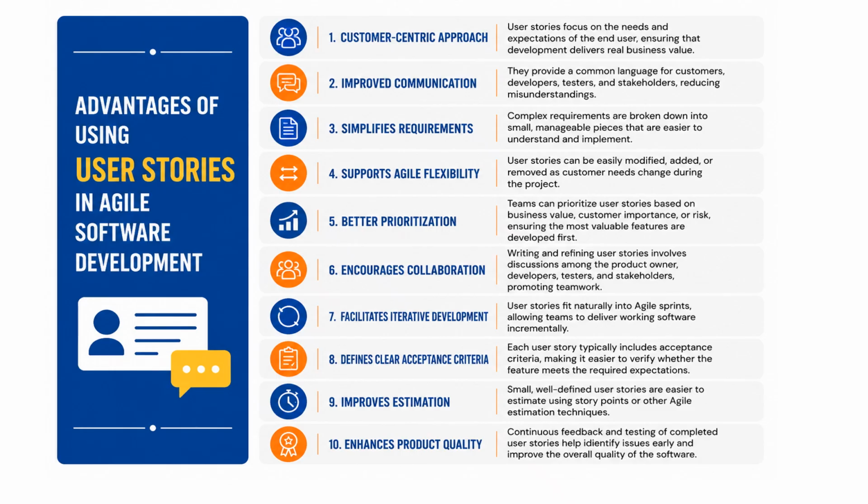Simplifies requirements. Complex requirements are broken into small and manageable pieces. Supports agile flexibility. User stories can be modified, added or removed as customer needs change during the project. Better prioritization. Prioritize the user stories based on the business value and customer importance. Encourages collaboration. Facilitates iterative development. Define clear acceptance criteria. Each user story typically includes acceptance criteria to make it easier to verify the feature meets the expectations. Improve estimation, enhances product quality.